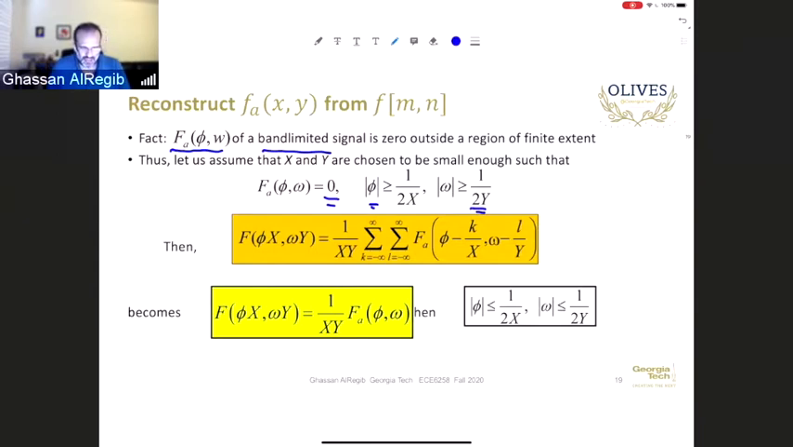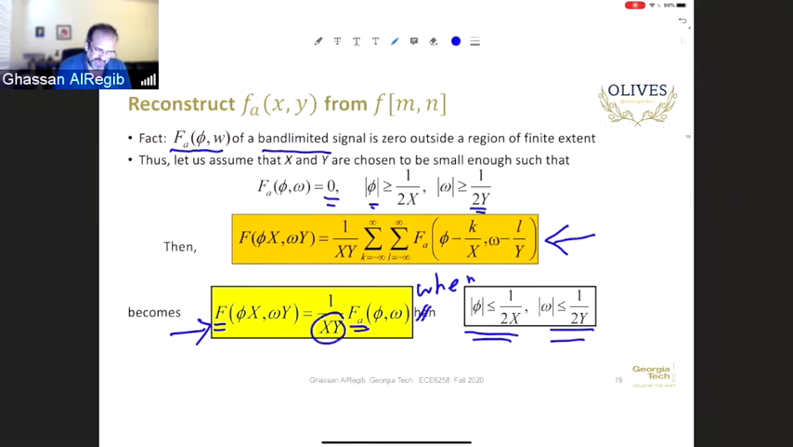So in that case, the generalized relationship between F and F sub A becomes this relationship here, meaning that as far as phi is between negative 1 over 2x and 1 over 2x, and between negative 1 over 2y and 1 over 2y, then I have an identical equality between F and F sub A with just a scaling factor of 1 over xy in the right term.